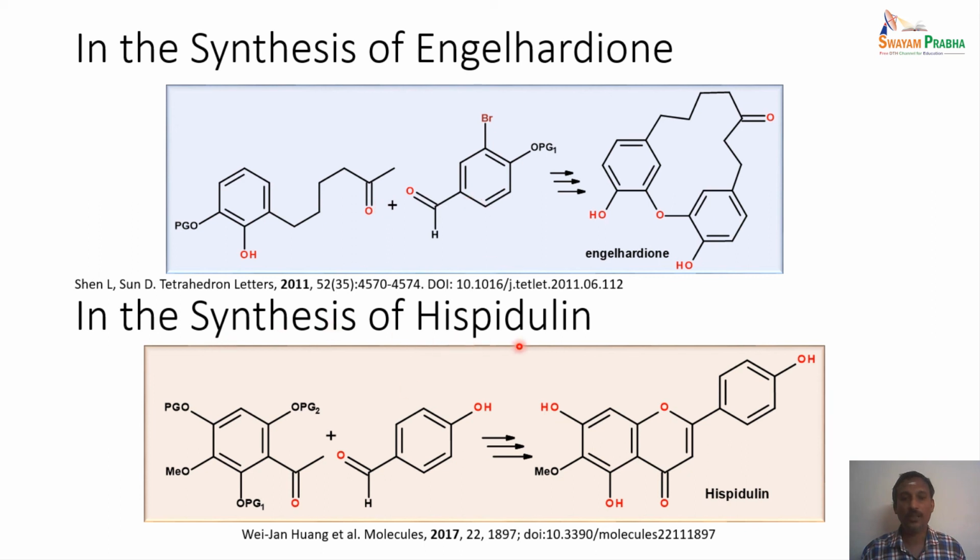In the synthesis of hispidulene, the para-hydroxy benzaldehyde is treated with the acetophenone derivative. These two condense together to form the core structure, which can be further converted to hispidulene. So these are a couple of synthetic methods where Claisen Schmidt condensation is used as one of the crucial steps for the formation of natural products.